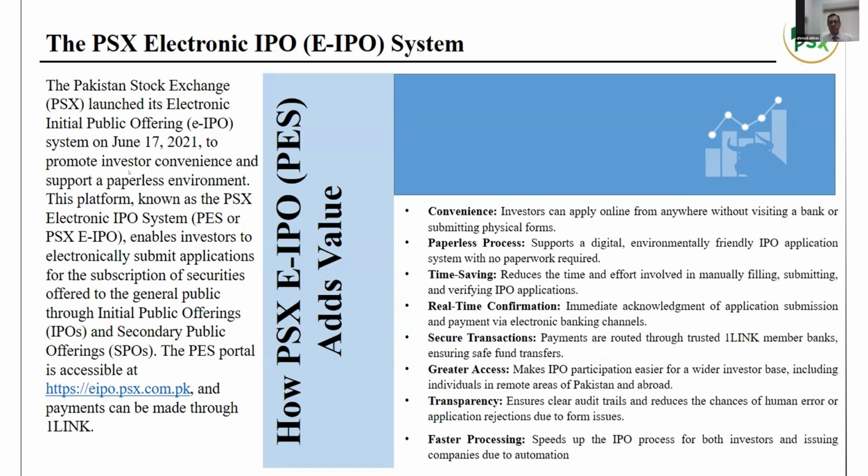However, we thought that PSX being PSX, the exchange, we should also have our own system. So we made one too. And you can make payments through bank, microfinance bank, Jazz Cash, or anything. You can use it to make the payments to subscribe to shares.